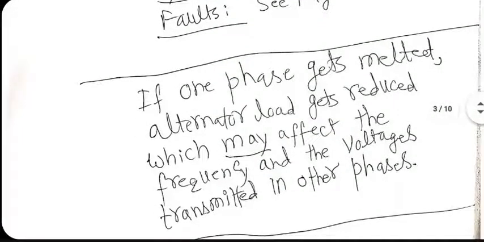If one phase gets melted, assuming that overheating has occurred and the conductor has melted, the alternator load gets reduced on that phase. That alternator which is supplying that phase will have less load, which may affect the frequency of that particular generator and also the voltage transmitted in other phases. So it's a serious issue. Open circuit, although current produced is not there, may still affect frequency, etc. in the system.